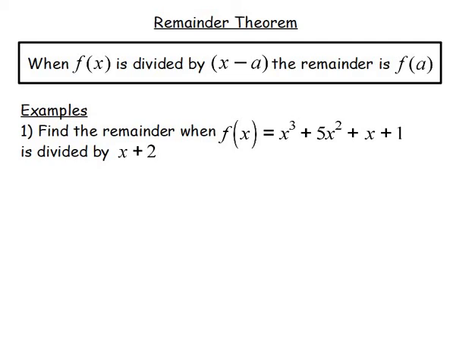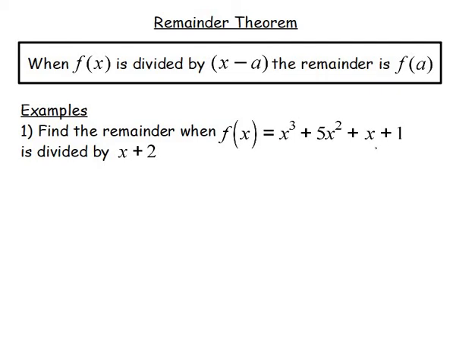So today we are looking at the remainder theorem. You can see I put the rule for the remainder theorem in a big box at the top. It says when f(x) is divided by x minus a, the remainder is f of a. And just like when we're dividing numbers in maths, when we divide a number into another, you can sometimes get a remainder. It's exactly the same with your algebra.